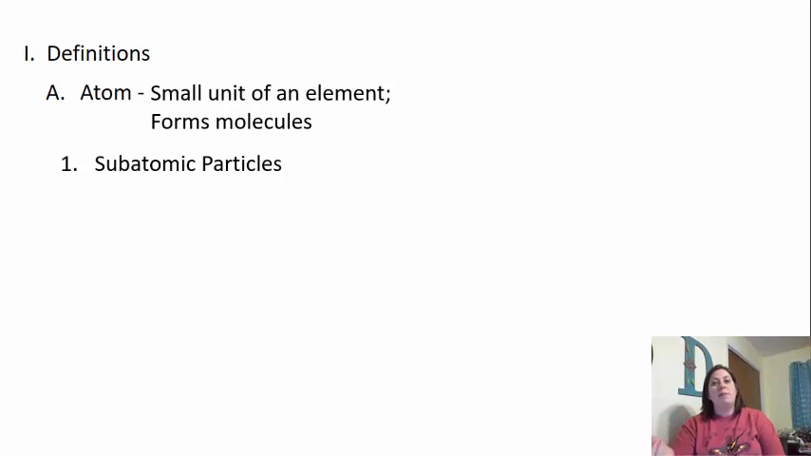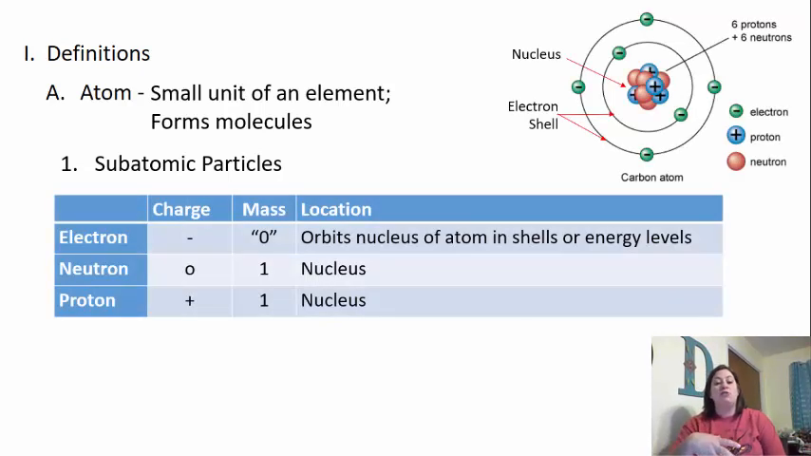There are subatomic particles that are found in the atom. These include the electron. The electron has a negative charge. It has what we would consider a zero mass. The reason why is they do have some mass or weight to them, but they're so small we kind of ignore that weight. When we look at electrons, these are outside of the atom's nucleus. They're going to orbit the nucleus of the atom in outer shells that we would call orbitals or energy levels. And you can see them located here in the picture.